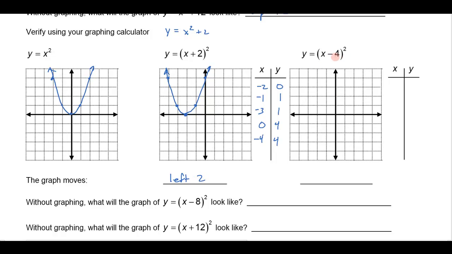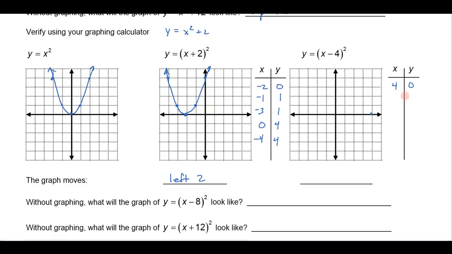Well, what do you think (x minus 4) quantity squared is going to be? Well, notice that if I plug in x equals 4, that'll give me y equals 0. So here's a point on that graph. Let's plug points on either side of that, because this really is the vertex point now, isn't it?